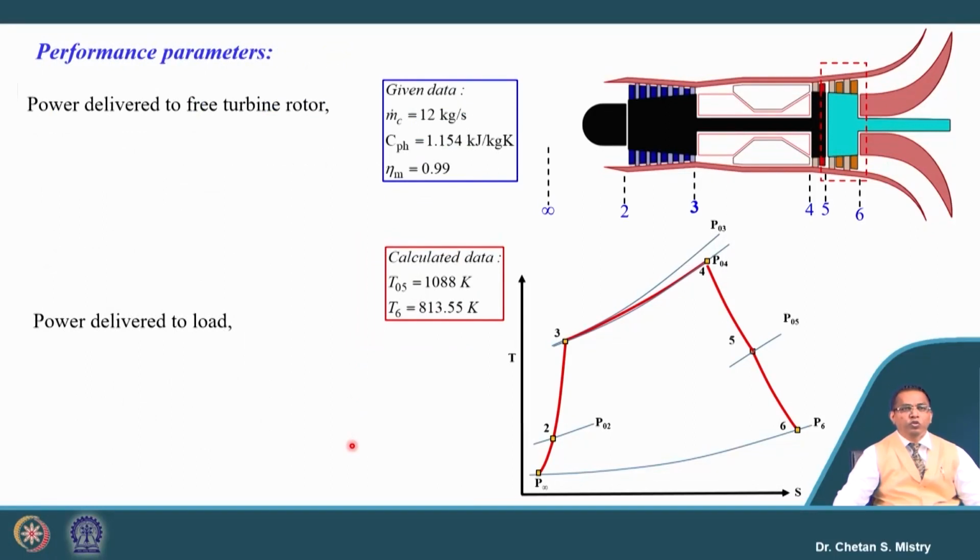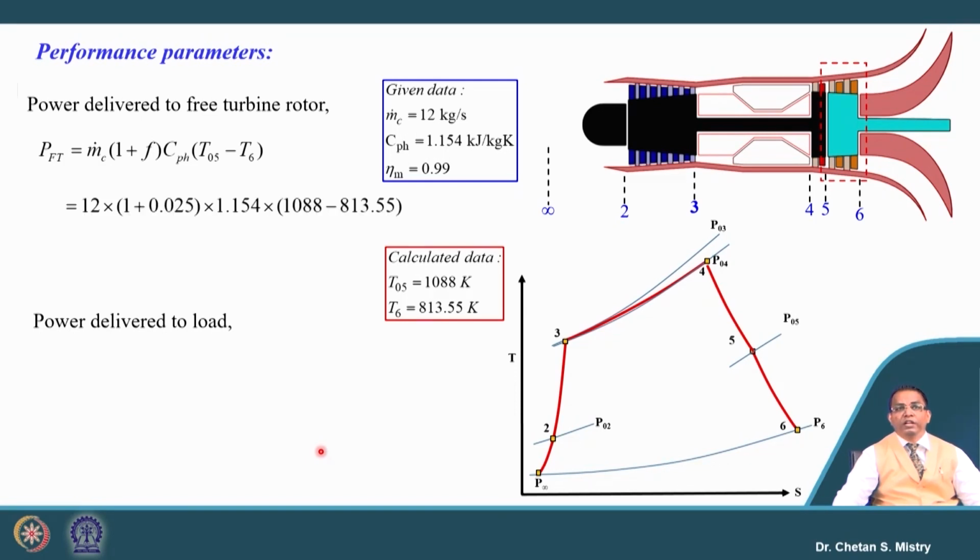Okay. So now let us try to calculate the power delivered by the free turbine. This free turbine power we can say is given by m dot into (1 plus f) Cp delta T0. By putting in the core mass flow rate of 12 kg per second and fuel air ratio of 0.025, we will get the free turbine power to be 3896 kilowatt. Okay, it's almost 3.89 megawatt. It's a big power, a big number.